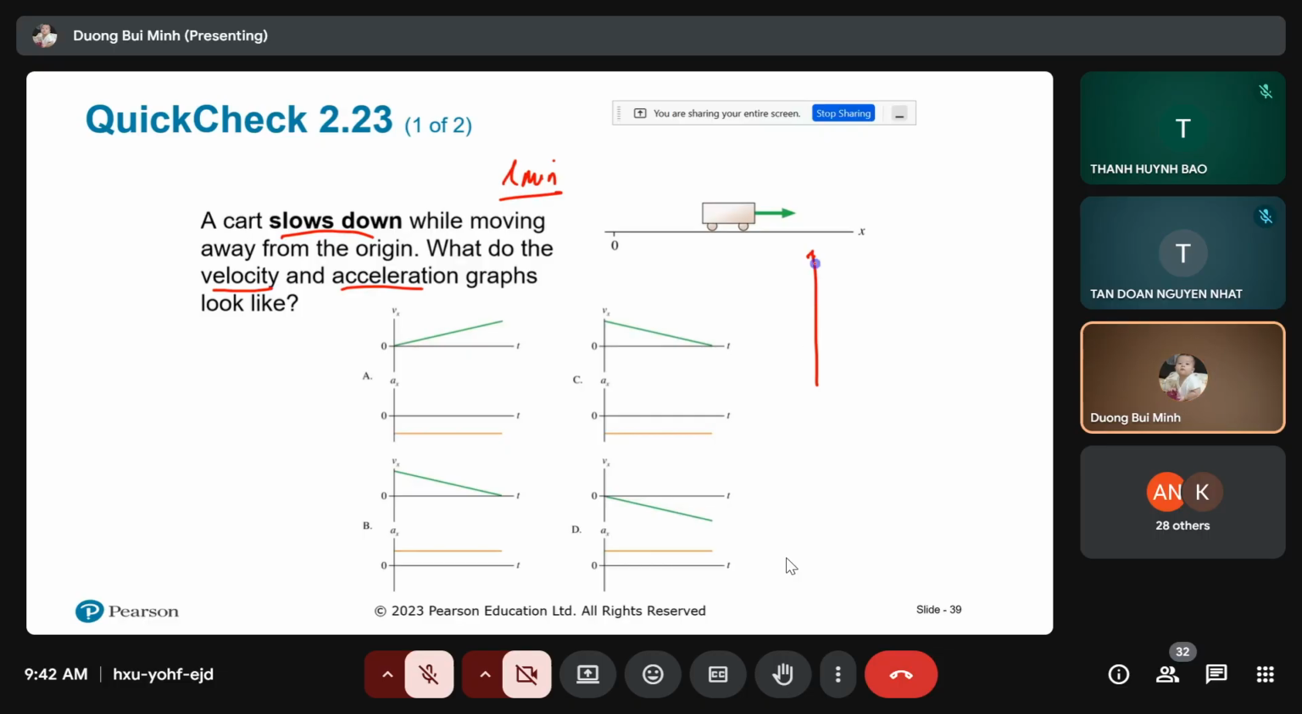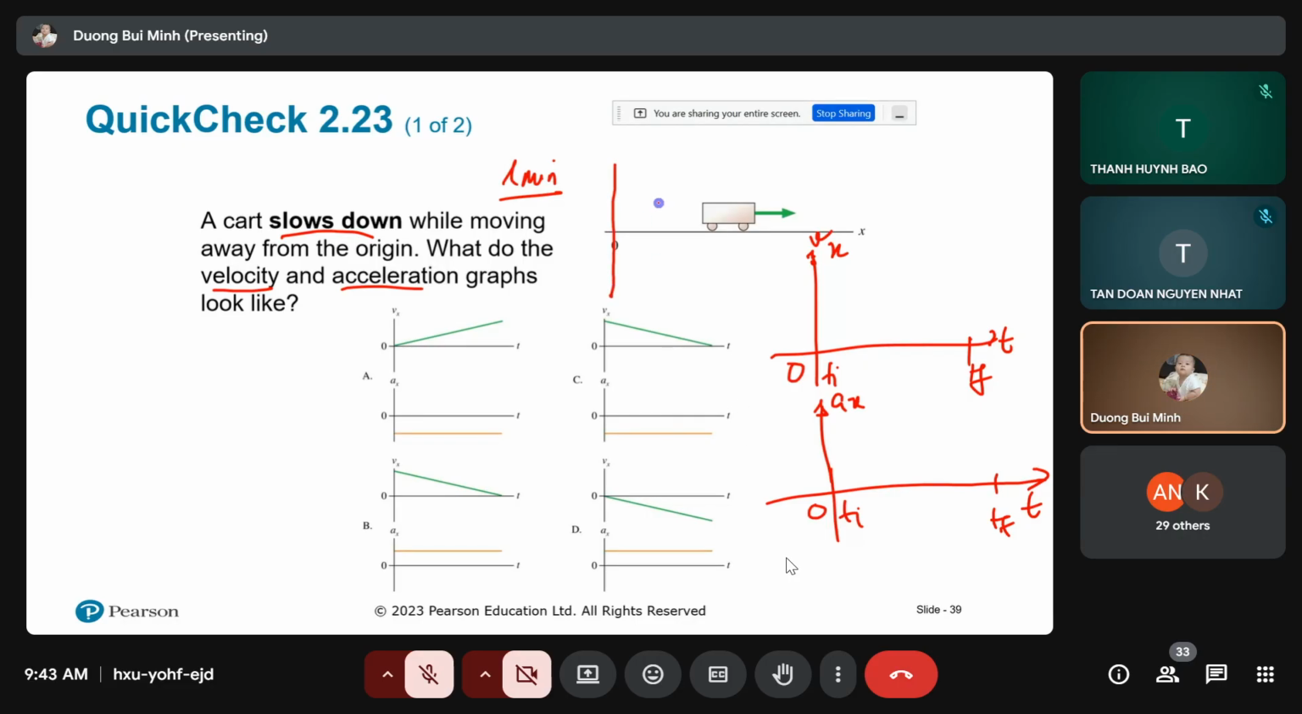Okay, so now we have Vx, and we have Ax. Look, this is Ti, this is Tf, this is Ti, this is Tf. This is the origin. You should remember, if we follow these directions, you get positive, and if you follow these directions, you get negative.